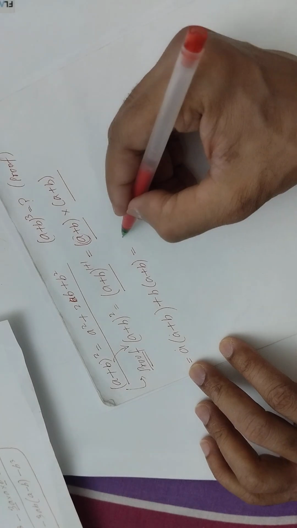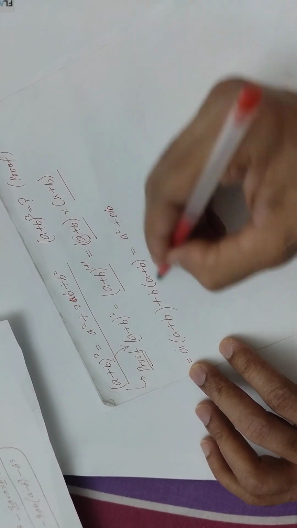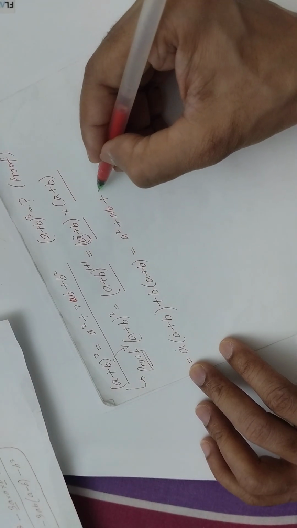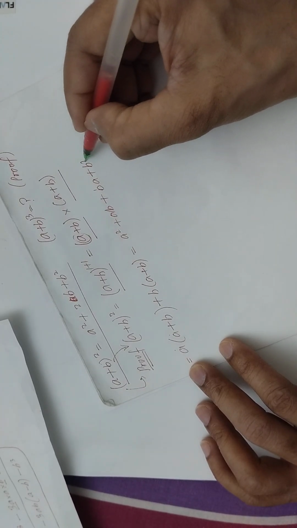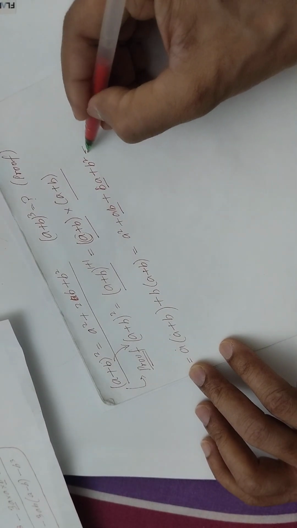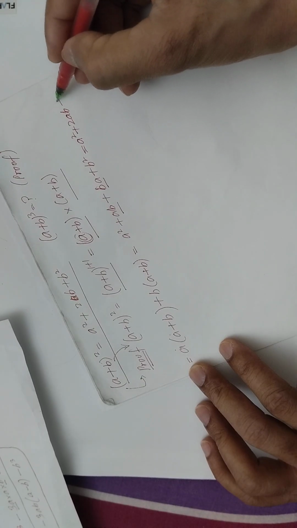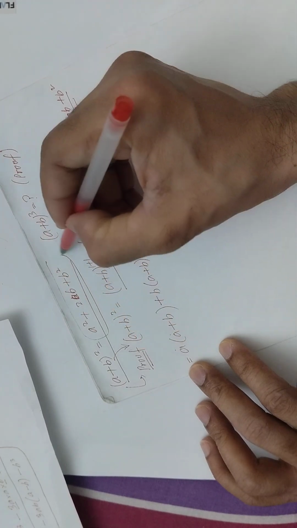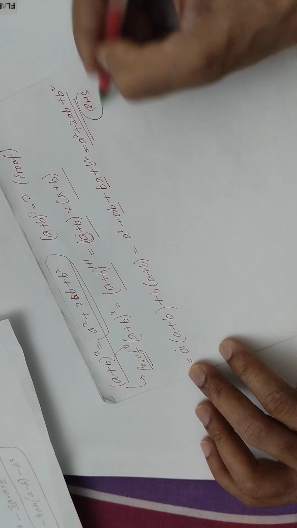a into a is equal to a square. a into b is equal to ab. I open another bracket. b into a is ba. b into b is b square. Now if I rearrange these terms, I get a square plus twice ab plus b square, which is the above result that we got here, which is the RHS in this situation.